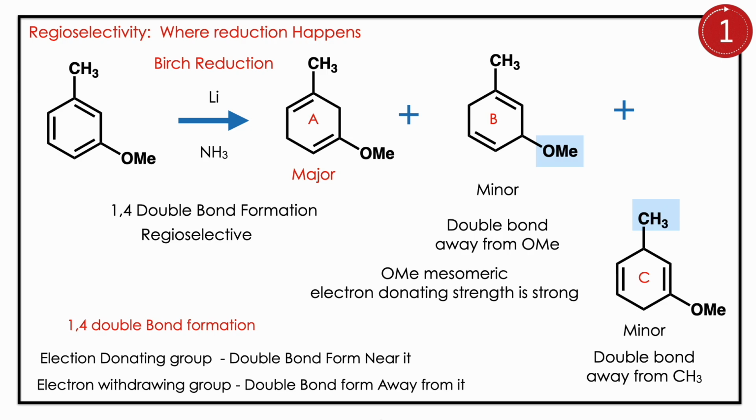Here you have two electron donating groups, O-methyl and methyl, but O-methyl is stronger due to the mesomeric effect. Mesomeric effect is full electron donation. Methyl is hyperconjugation type. O-methyl donates a full pair of electrons, very strong. So the reduction is dictated by O-methyl. A is the major product, not B or C. So the concept you have to learn here is that regioselectivity in Birch reduction is dictated by the electron donating ability of the functional groups.